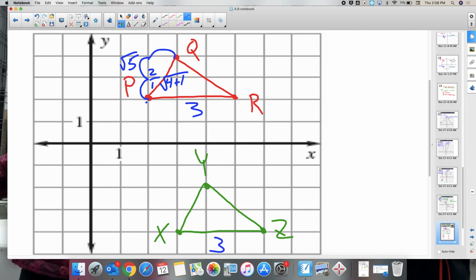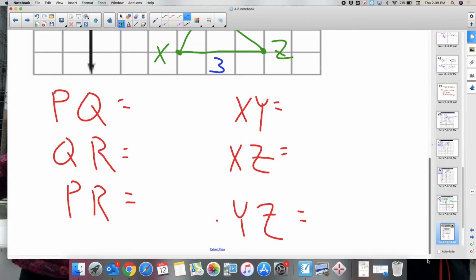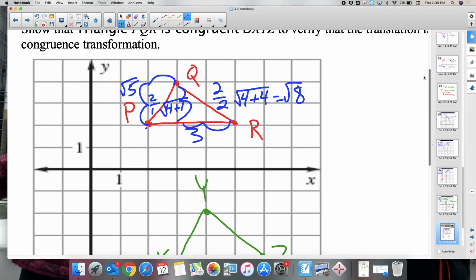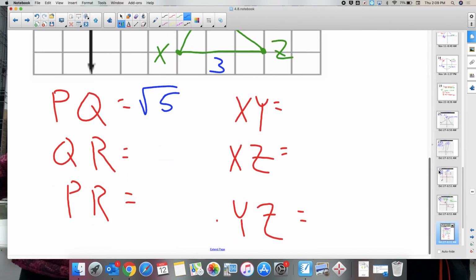For QR, we go down 2, and we go right 2. So it's a 2 over 2. 2 squared is 4. 2 squared is 4. Put them together, and I get the square root of 8. So my three lengths for triangle PQR are PQ is the square root of 5. QR is the square root of 8. And PR is 3.